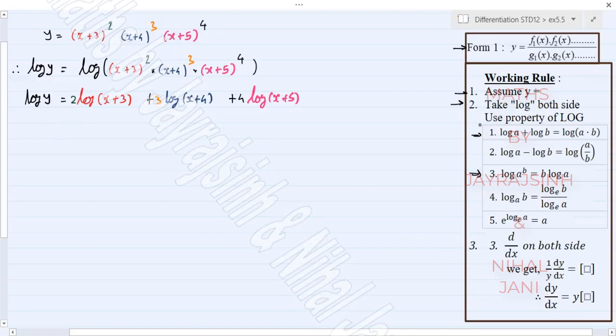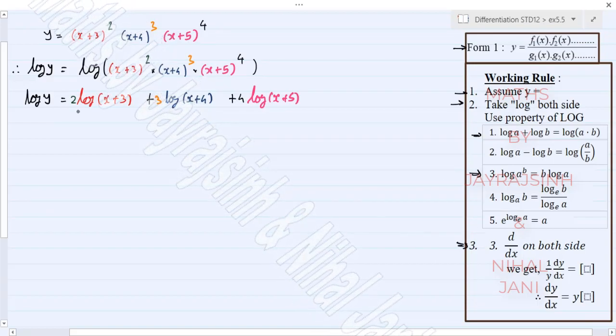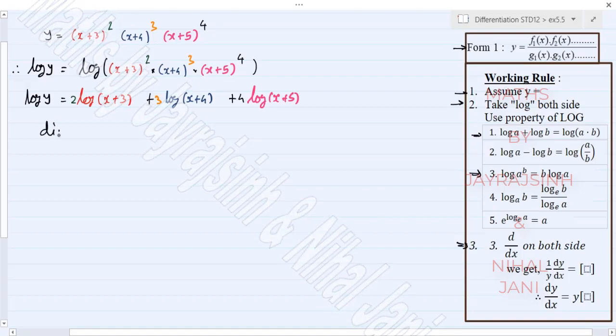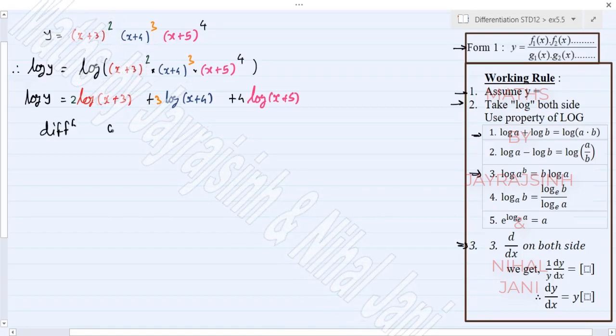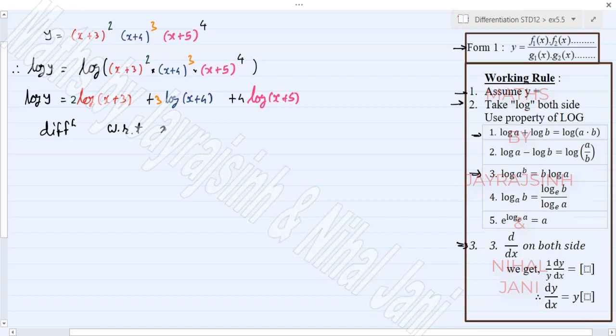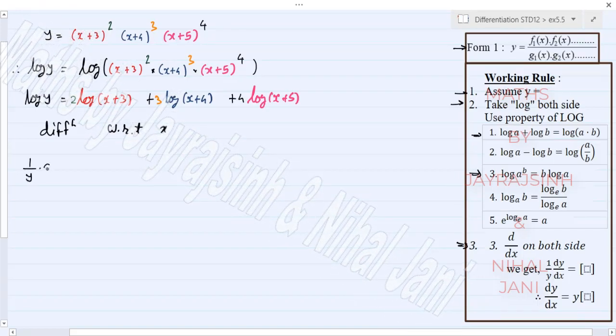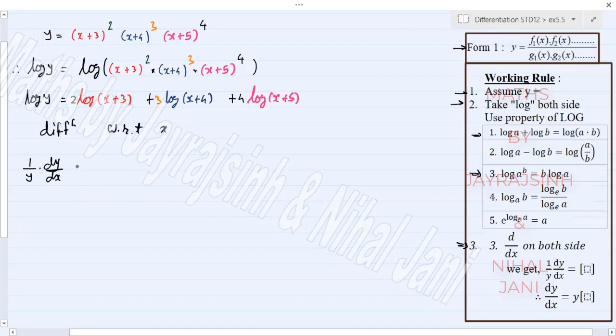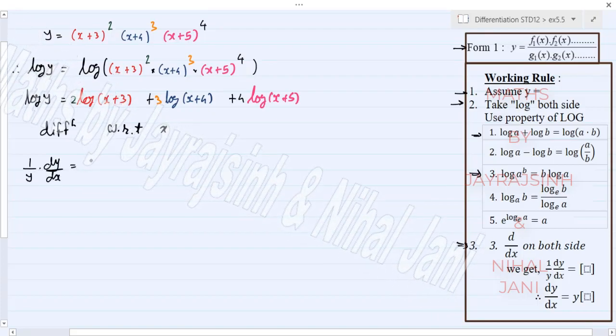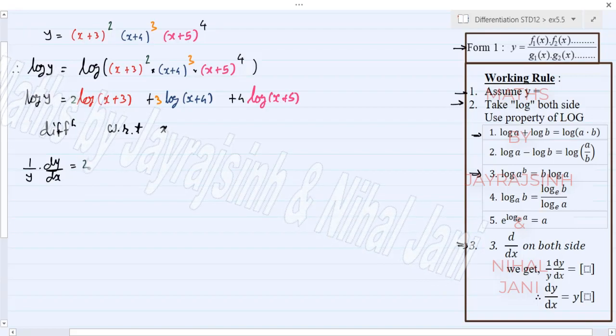So here we complete our second step. Now let's move to the third step, in which we have to differentiate with respect to x on both sides. So differentiation of log y is 1 upon y dy by dx, and on right hand side we don't have to worry about this 2.